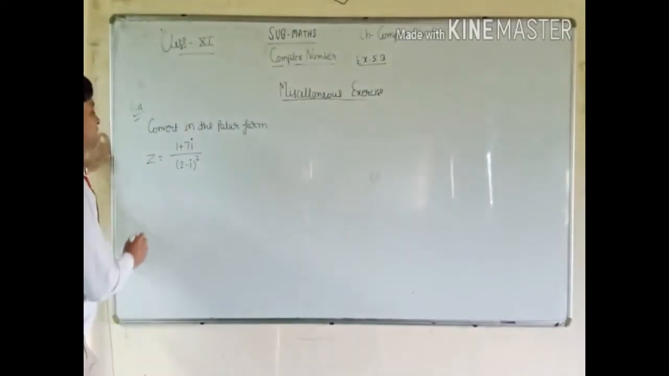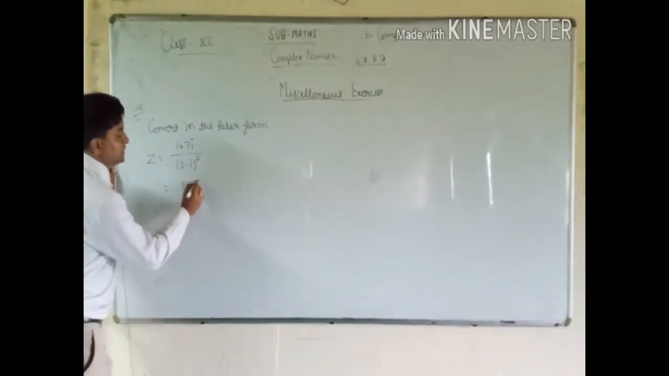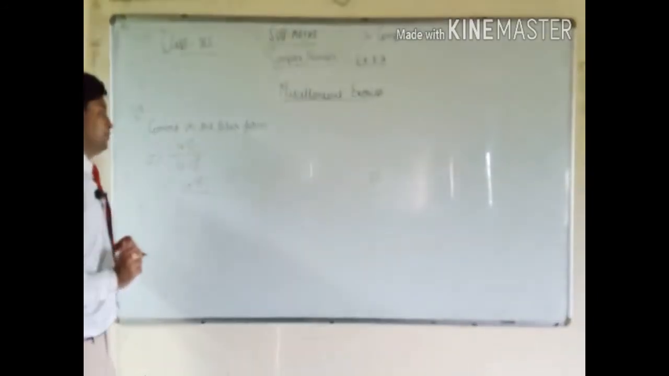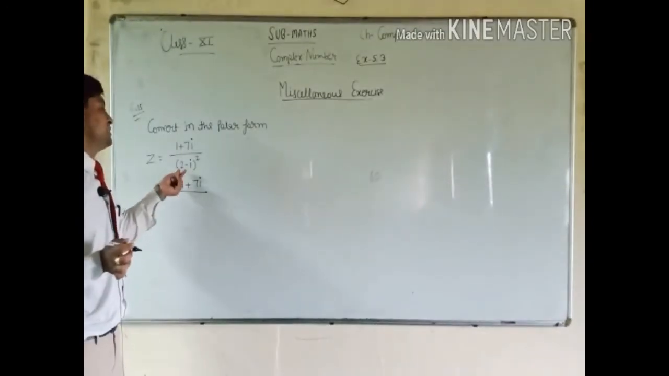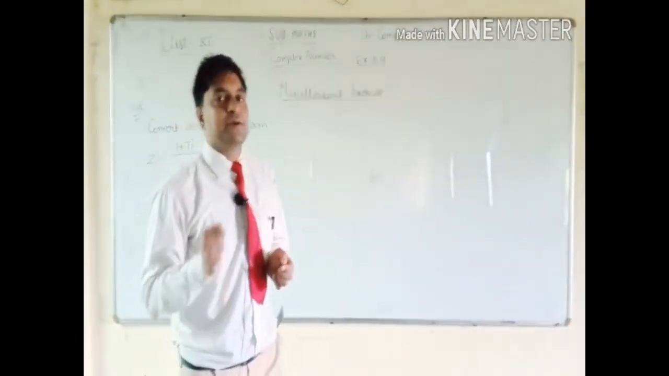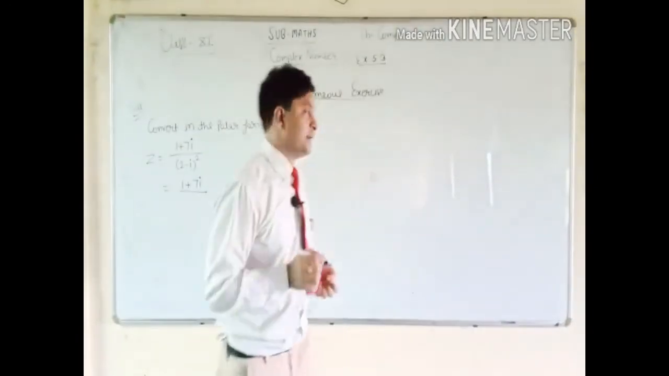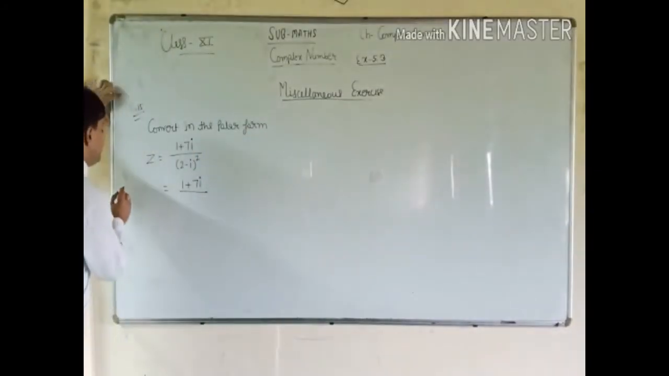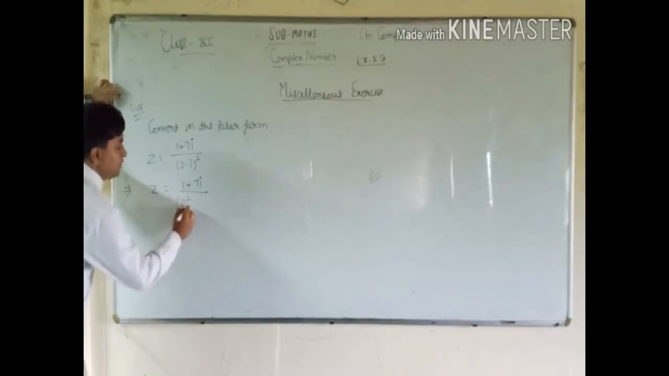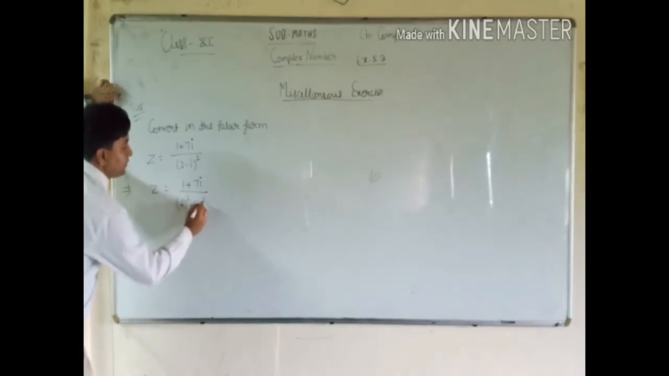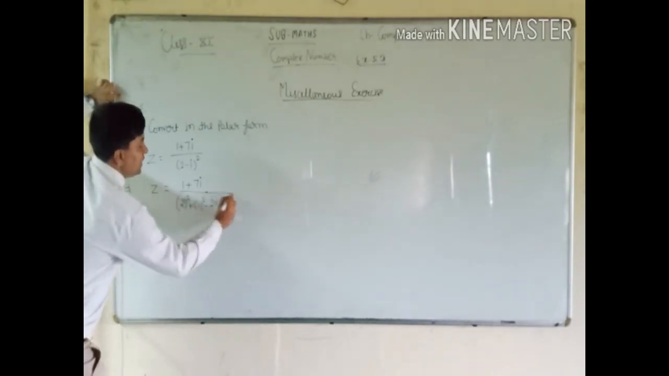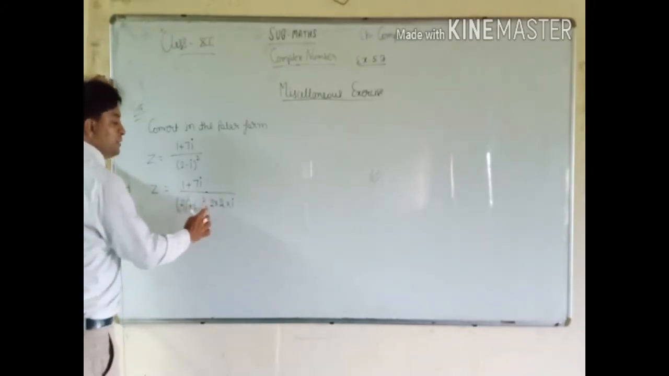Now we know that this is 1 plus 7 iota and this is the whole square of 2 minus iota. And you know what a minus b whole square is? A minus b whole square is equal to a square minus 2ab plus b square. So changing in the form a square plus b square minus 2ab. Okay students, a square plus b square minus 2ab.